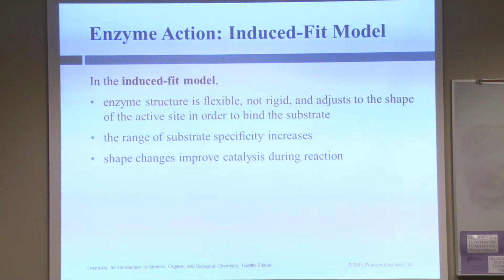The next is the induced fit model. In this, the enzyme structure is flexible. The active site is more flexible, not rigid, and adjusts to the shape of the substrate. The active site will adjust in order to bind to the substrate. The range of substrate specificity now increases because the shapes can be modified to fit. Now, shape changes improve catalysis during reaction.